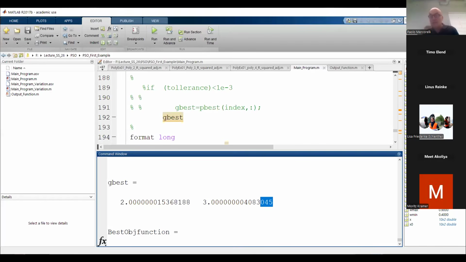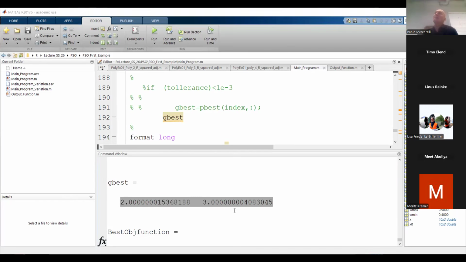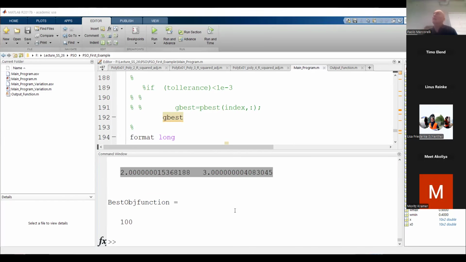But let me see if I'm able to show you this concept here. Let me copy this. Of course, for this easy example, it could also not be valid, but typically yes. Now, the question is, what happens if I increase the number of particles? Theoretically or statistically, I will fall into a solution closer and closer to 2 and 3.